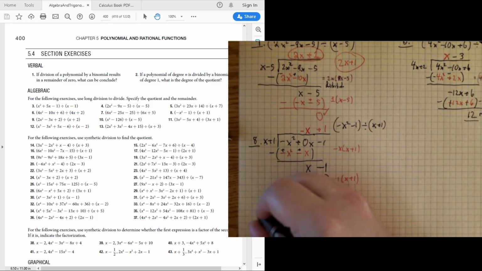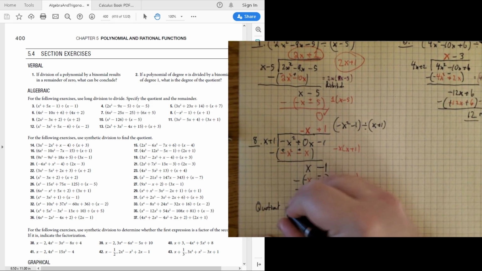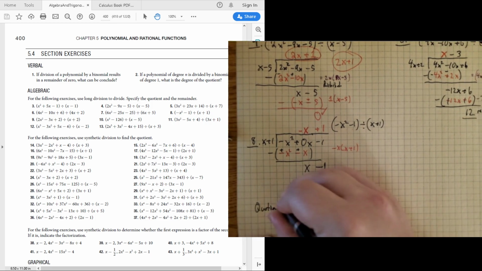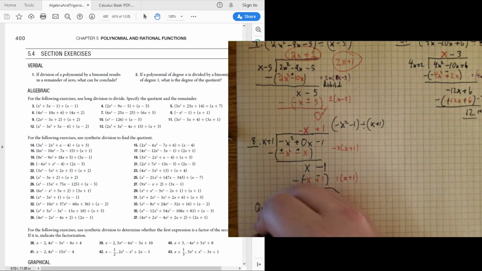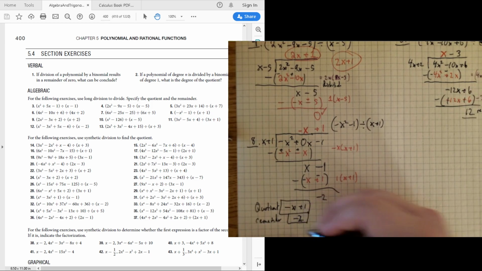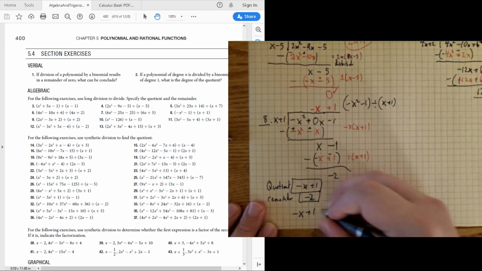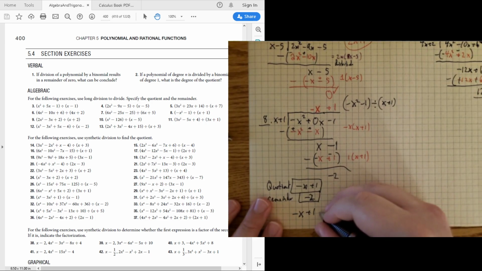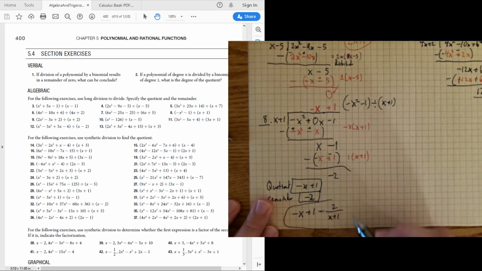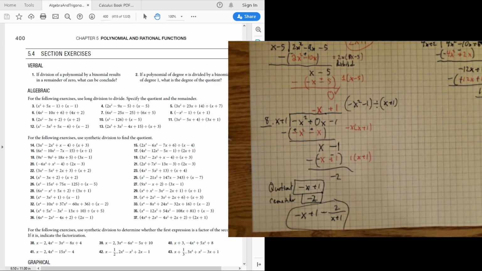So the question asks, what's my quotient? Well, my quotient is negative x plus 1. It asks what my remainder is. My remainder is negative 2. If it asks for the solution, it is negative x plus 1, and then I like to write minus 2 over x plus 1. So it's still a negative 2, it's just written as a minus sign instead of a negative sign, which I like a lot more.